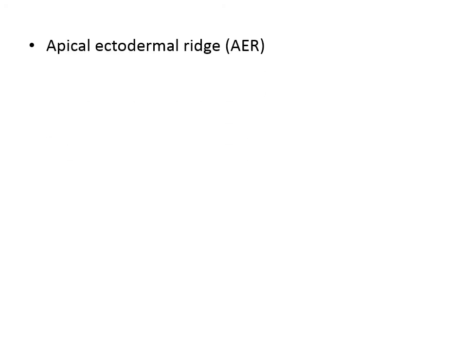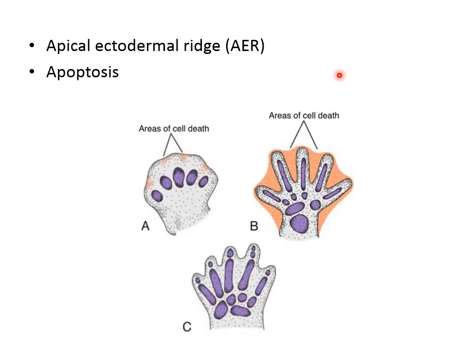The apical epidermal ridge, as we have mentioned, is a thickening in the ectoderm covering the limb bud, found at the distal part of the limb bud, and by means of apoptosis or programmed cell death, this apical epidermal ridge is separated into 5 parts. These 5 parts result in the formation of the 5 digits in the hand and in the foot.